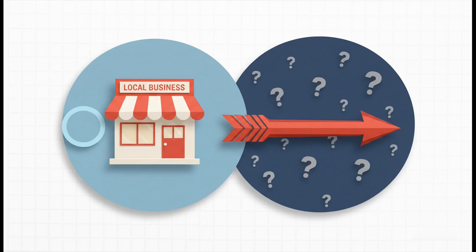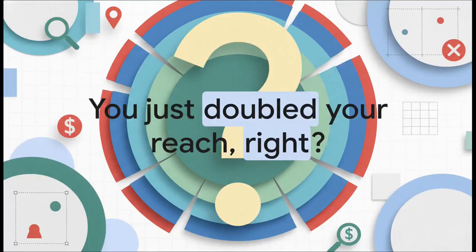Let's expand our reach a bit. And the most intuitive thing to do is to just double that radius. I mean, if 5 miles is good, 10 miles has to be twice as good, right? You're just doubling your reach. But is that what really happened? Did you really just double the area where your ads are showing up?